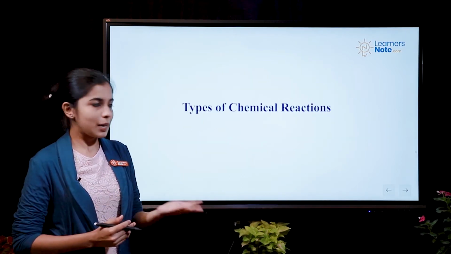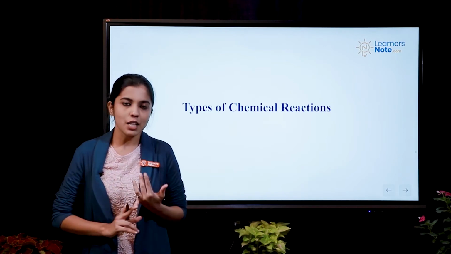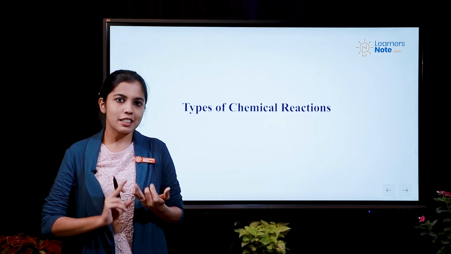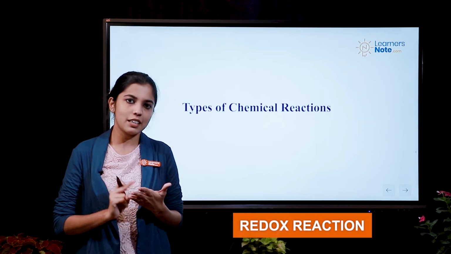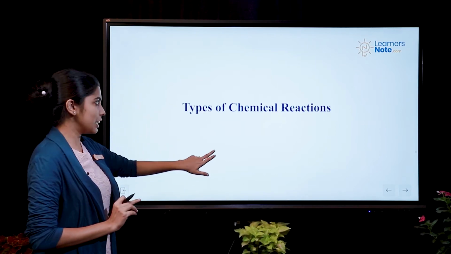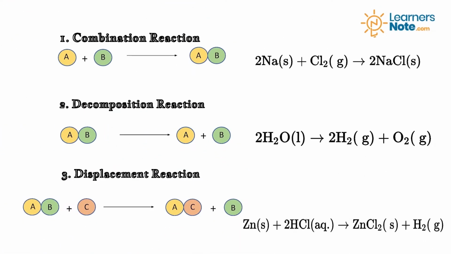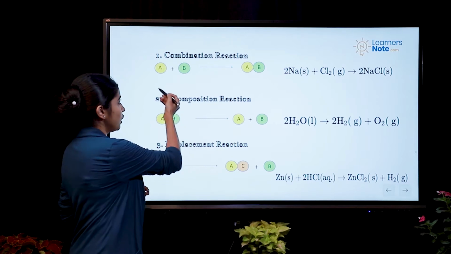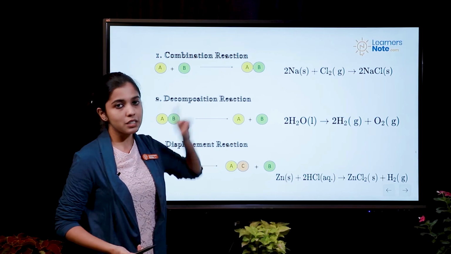Next, we move on to the types of chemical reactions. There are basically 5 types of chemical reactions. The first one is combination reaction. Then you have decomposition, displacement reaction, double displacement reaction, and the last one is redox reaction. Now we will look into each of these reactions in detail. The first one is combination reaction. In combination reaction, just like the term suggests, combination takes place between 2 reactants. So you have 2 reactants and one single product.